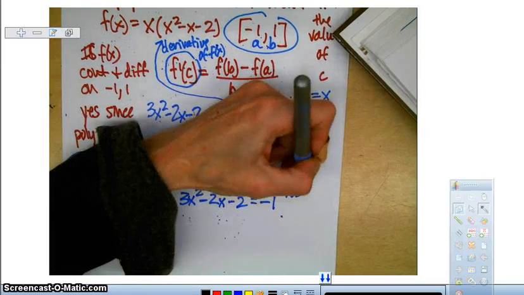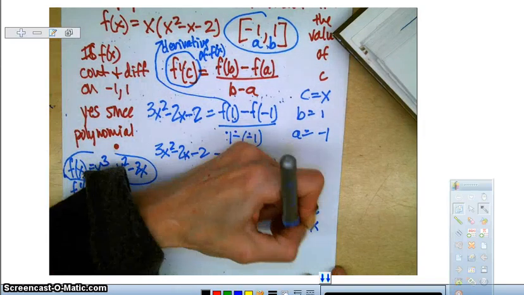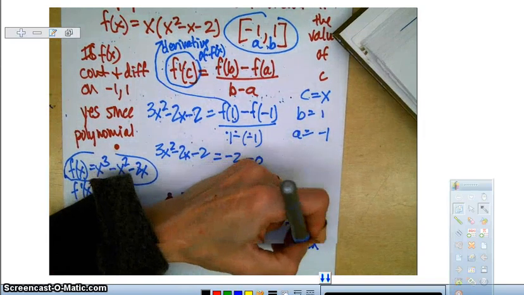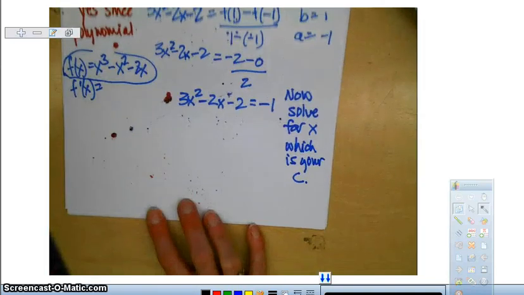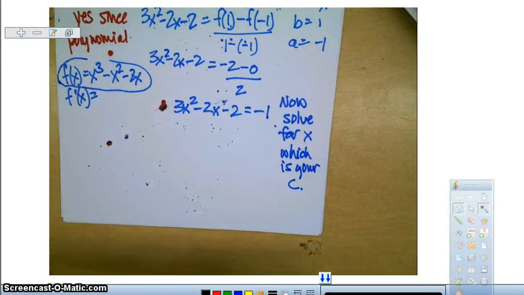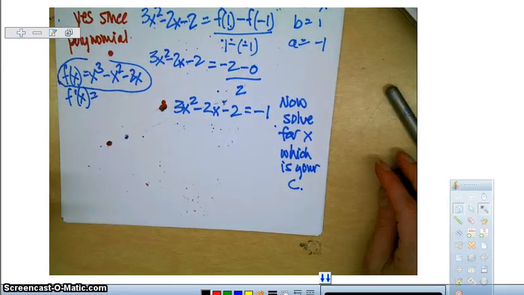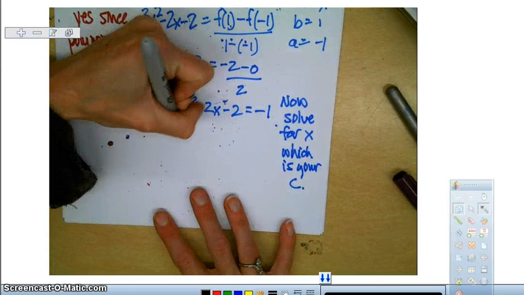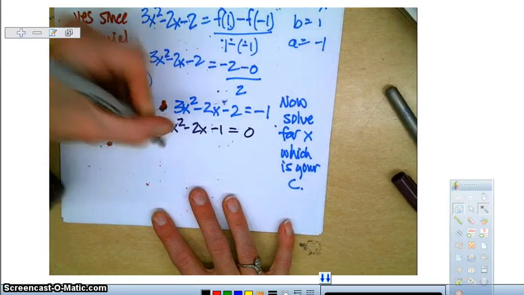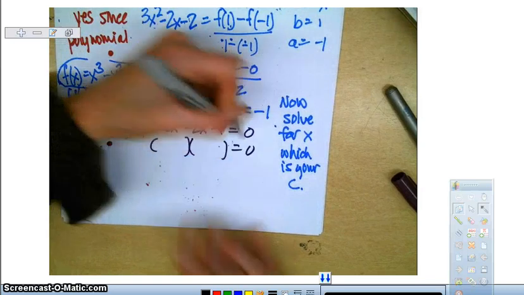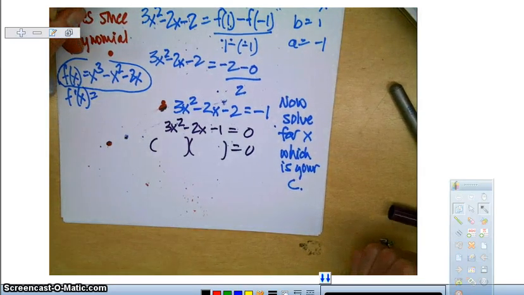And how am I going to solve that for x? Now solve for x, which is your c. How am I going to solve that? Get it equal to what? Get it equal to 0. Factor it. Okay? So this is algebra 2 here now. So add 1 and I get minus 1. Let's hope I can factor this. If not, I could use the quadratic formula. I could complete the square.